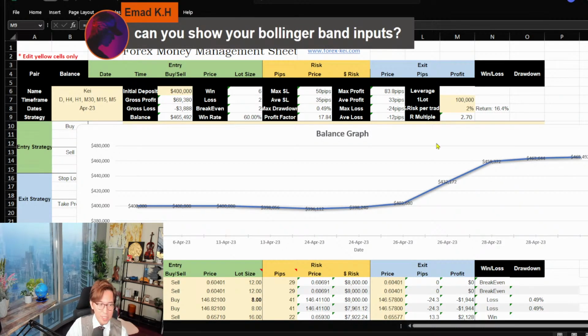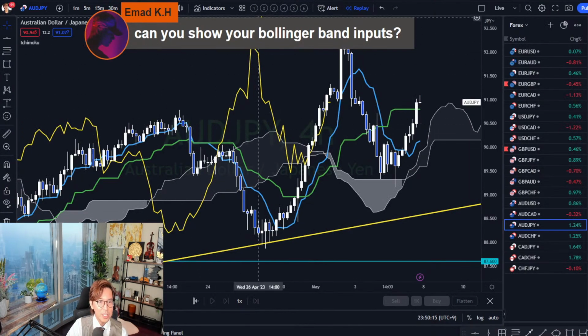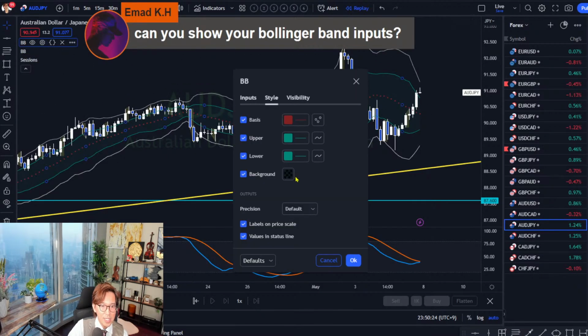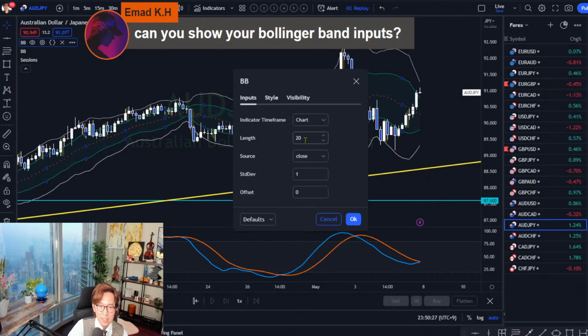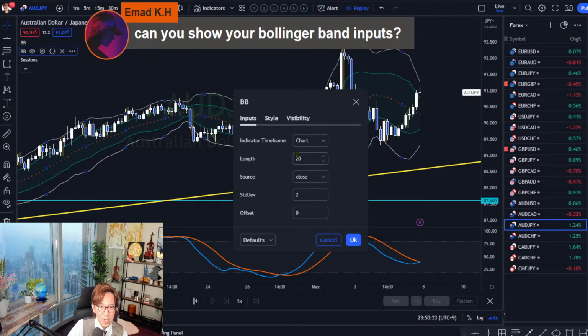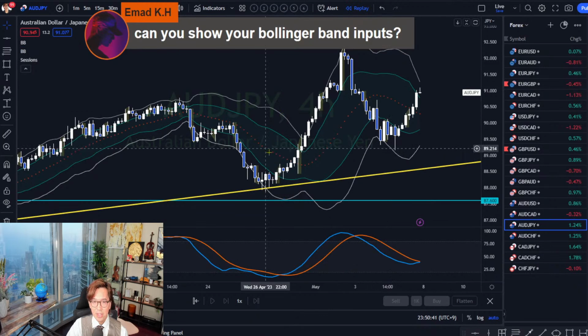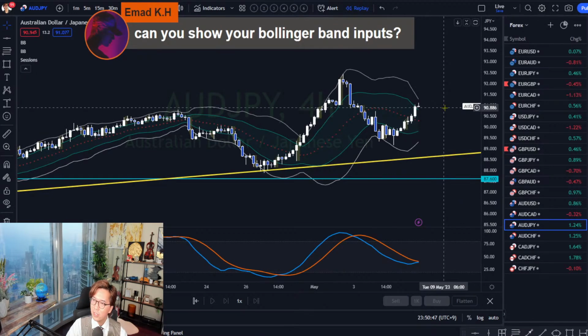Imad, Bollinger Band inputs. Yeah, I use 2 Bollinger Bands. As you can see here, I have one with 20 length and standard deviation 1, and another with the same 20 length and deviation 2, and that's how I set up my Bollinger Bands. I used to use 3 bands, deviation 3 also, but I found 2 are just enough.